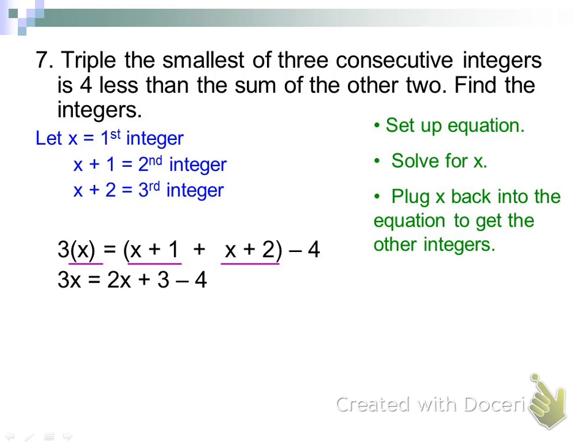So when you solve this, you combine like terms first. So I combine the x's here to get 2x. The 1 and the 2 gives me a plus 3. And then I still have the minus 4 on the end. You can clean that up a little further. So 3 minus 4 was negative 1.